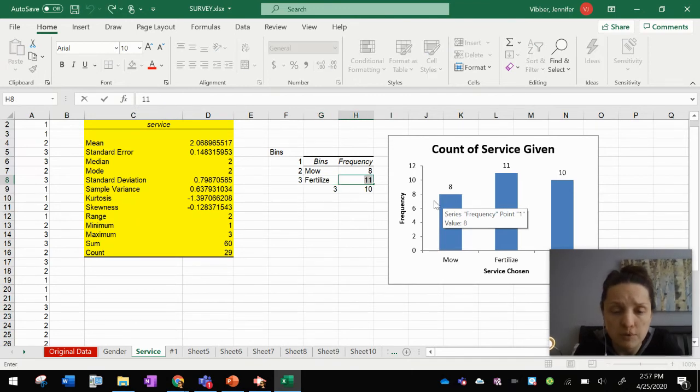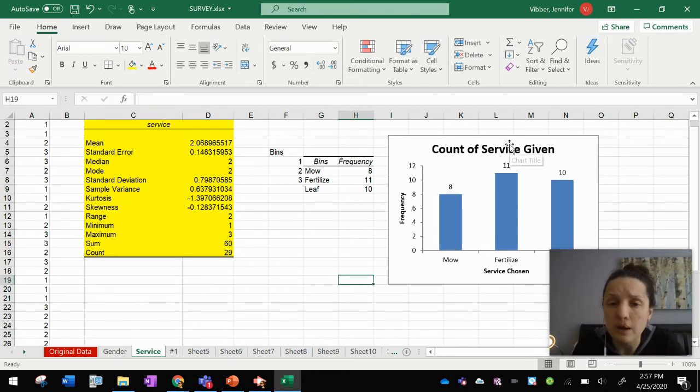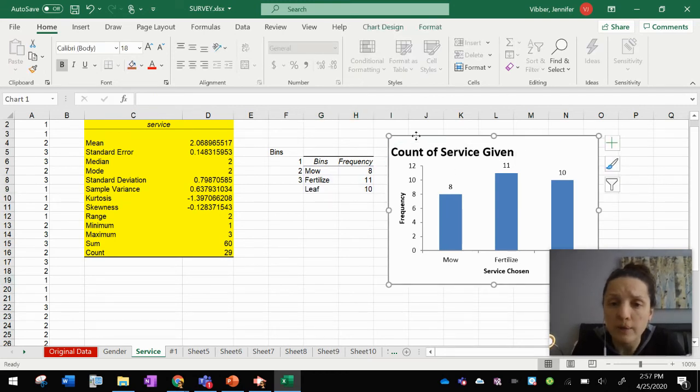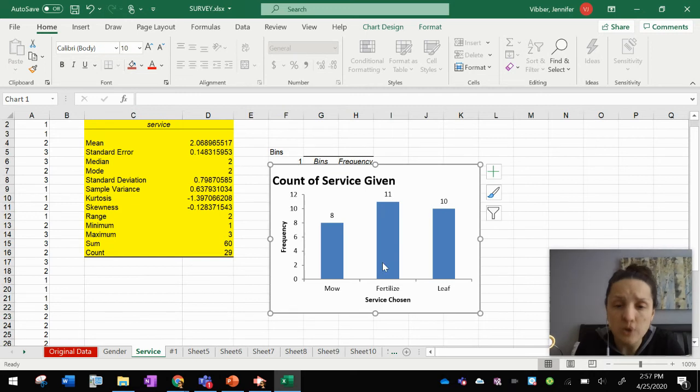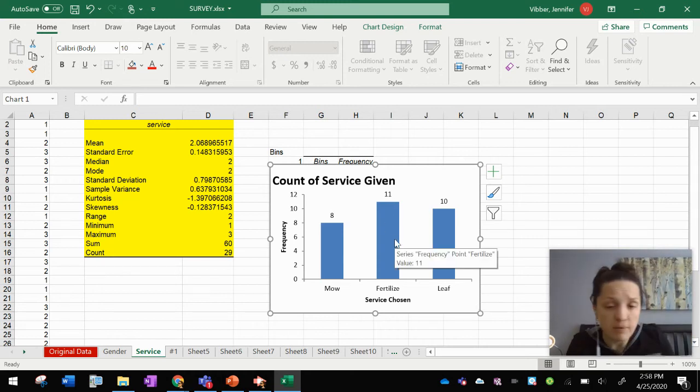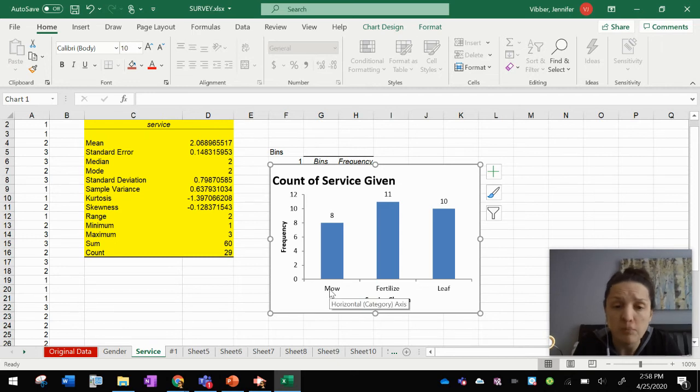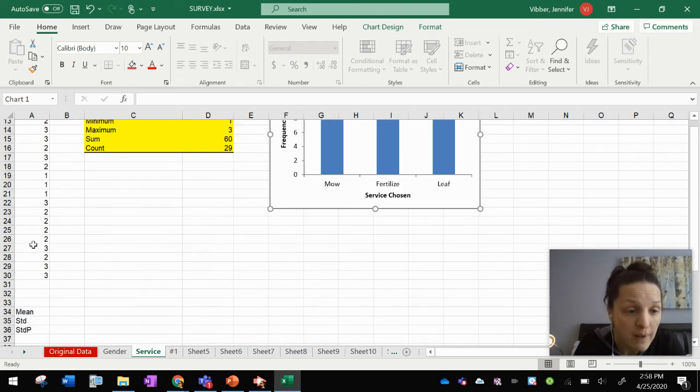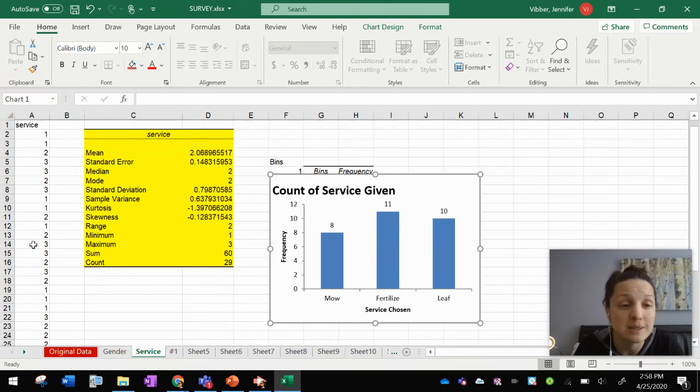Oops, that was bad. There we go. And now I can look at this histogram and realize, okay, so honestly, it was spread pretty evenly. Mow, fertilize, and leaf removal. 11 people got fertilizer services, 10 with leaves, 8 had mowing. Awesome. Now I have more information. Surely I have much quicker information than looking down at this list here.